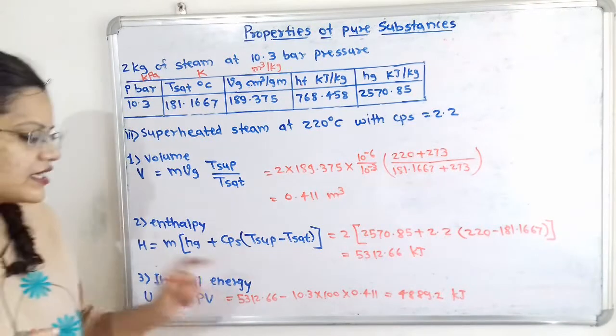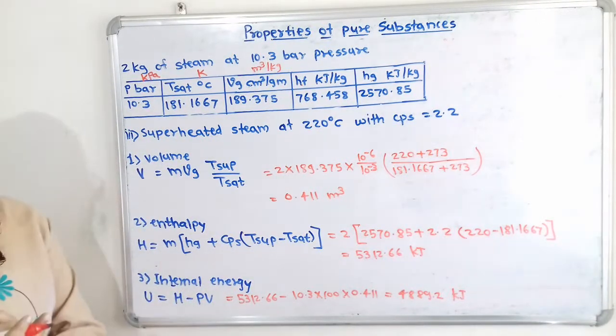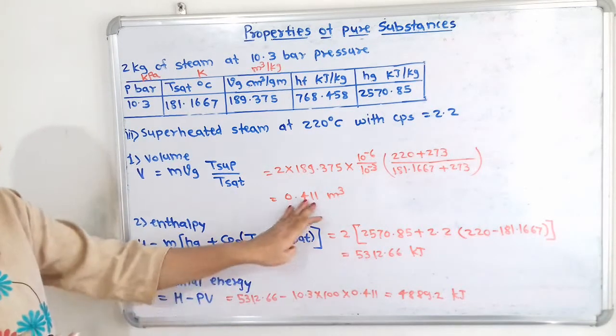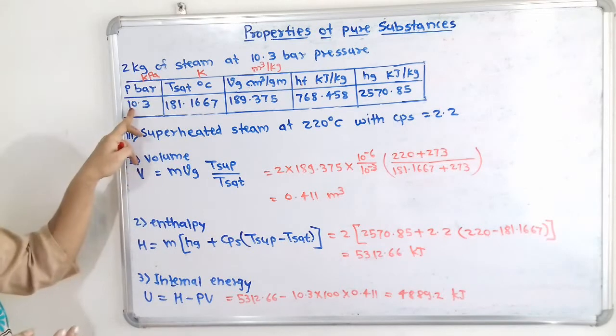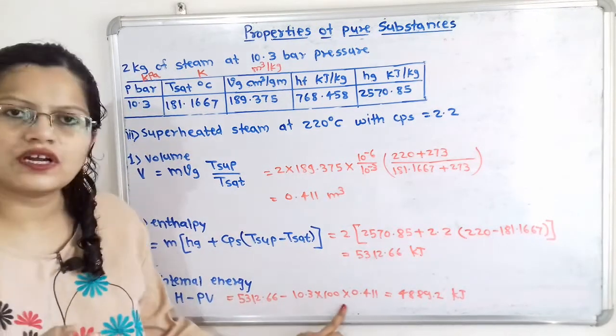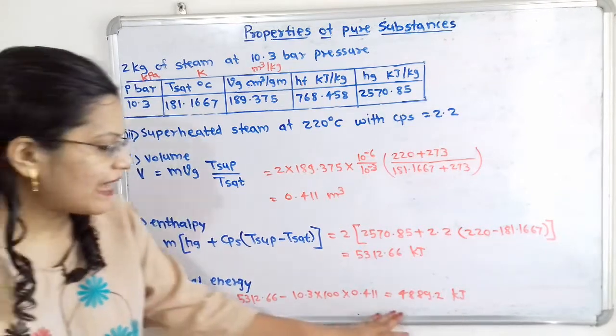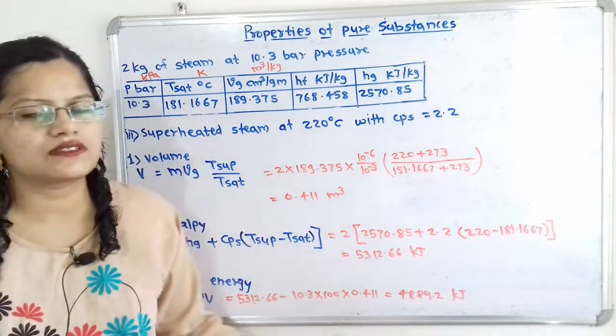Now we will calculate the internal energy. So internal energy U is equal to H minus PV. So H is calculated, V is calculated. Now pressure we have to take in kilopascal, that is 10.3 bar multiplied by 100, that is 10.3 into 100 kilopascal. So when we calculate this we will get 4889.2 kilojoule. So this is the answer.